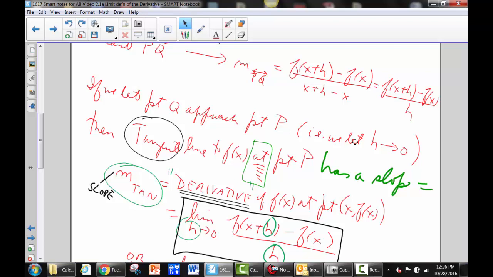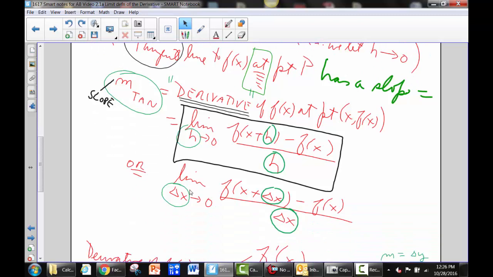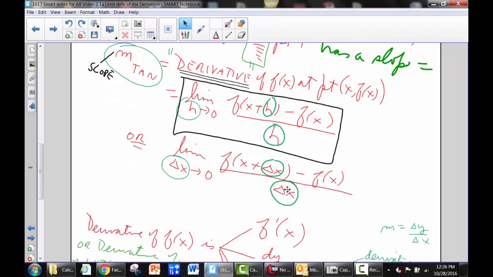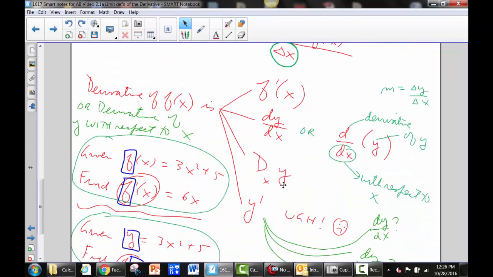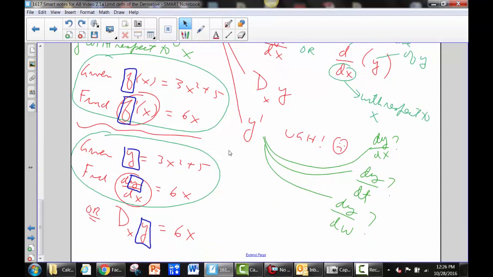If we let Q approach point P, that is, if we let h go to 0, then we get the tangent line, and that tangent line has a slope, which is called the derivative, of the limit as h goes to 0 of f of x plus h minus f of x over h. Now sometimes some books will use delta x instead of h, but it's the same thing. The rest of this is just notation, which you already know.